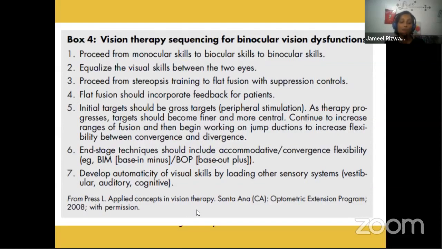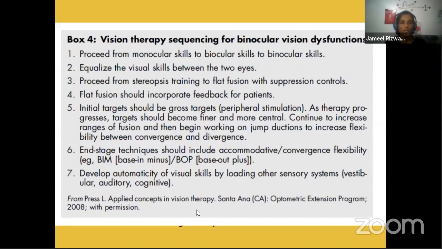And the last but not the least is loading the other sensory systems, which is adding tasks such as putting the patient on a balance board while they do Hart chart, adding an auditory cue to the task, where, you know, when the patient does the training, add a timer that within this much time you will have to finish this task. So loading the cognitive, vestibular balance, and auditory systems is going to help the patient sustain the improvement. But don't bother about everything right now.